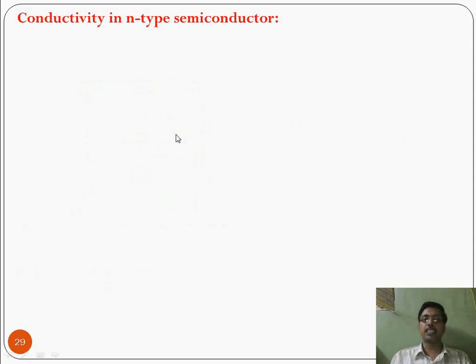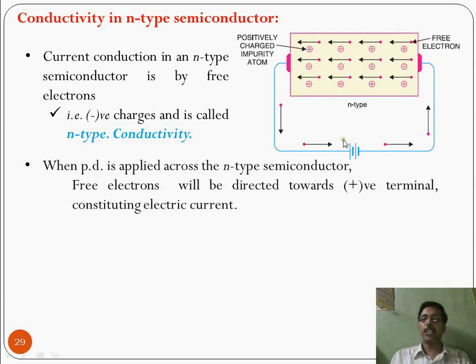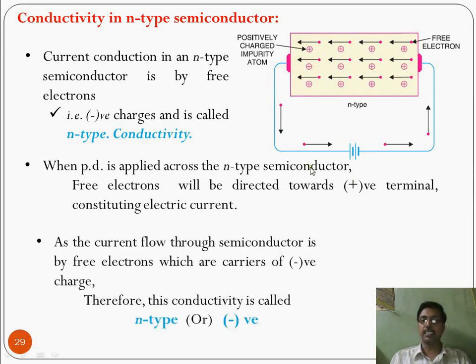Conductivity in an N-type semiconductor. The current conduction in an N-type semiconductor is by free electrons, that is, negative charges, and hence it is called N-type conductivity. Here, the N-type semiconductor is connected with a power supply. Positive is connected to one end, and negative is connected to the other end. When a potential difference is applied, the free electrons are attracted towards the positive terminal. Then that constitutes an electric current. As the current flows through the semiconductor by free electrons, which are negative charge carriers, this conductivity is called negative conductivity or N-type conductivity.